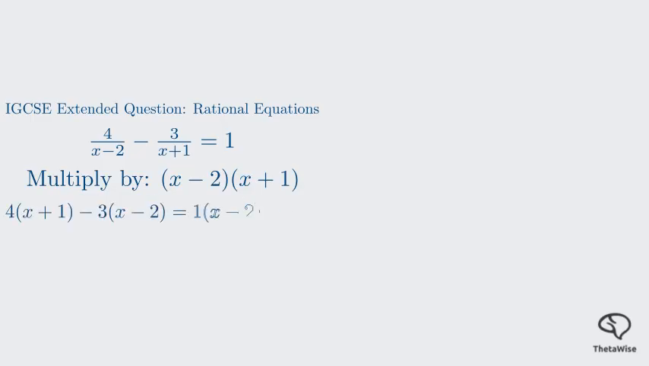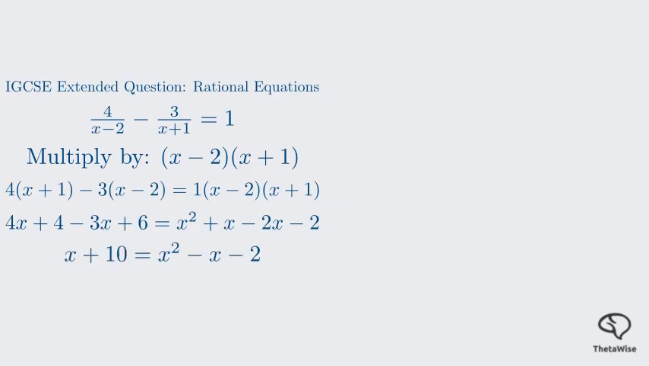When we multiply the first fraction, the x minus 2 cancels, leaving 4 times the quantity x plus 1. For the second fraction, the x plus 1 cancels, leaving minus 3 times the quantity x minus 2. On the right side, we must multiply the 1 by both factors. Let's expand everything carefully. Watch the signs. Minus 3 times minus 2 becomes plus 6. On the right, we use the FOIL method or grid method to expand the brackets. On the left, 4x minus 3x is x, and 4 plus 6 is 10. On the right, x squared minus x minus 2 simplifies to x squared minus x.